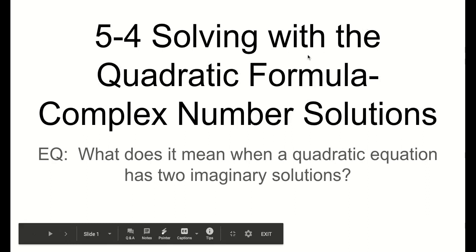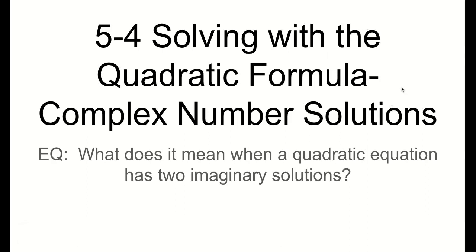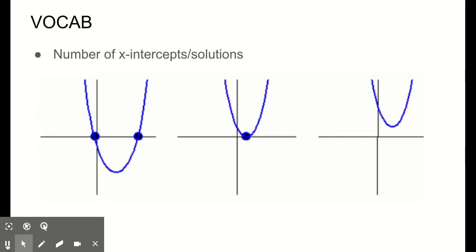So today we're going to be looking at the quadratic formula again. Only today we're going to get complex number solutions instead of real number solutions. So for your essential question, I want you to answer in a complete sentence, what does it mean when a quadratic equation has two imaginary solutions?